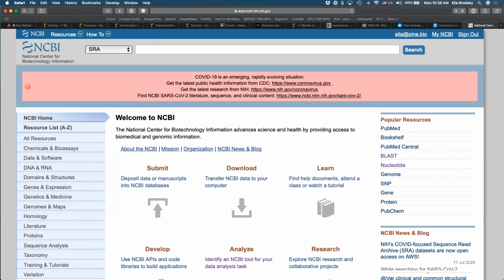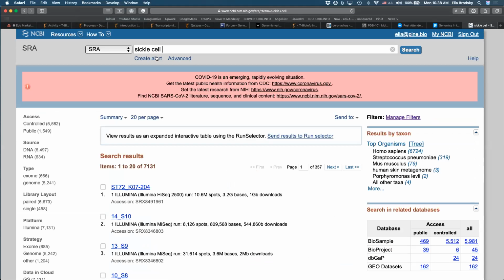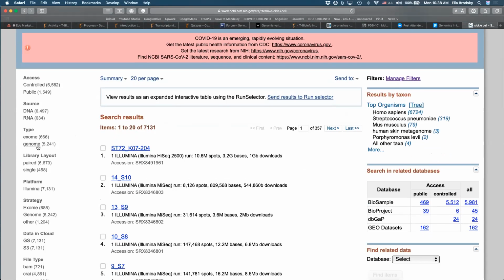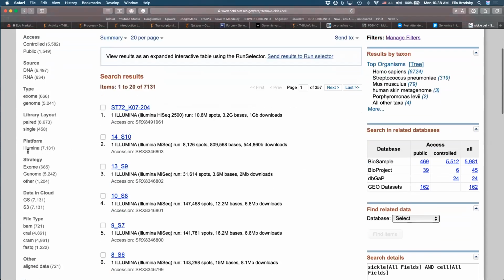SRA will provide us with a variety of different types of sequencing data. SRA stands for Sequence Read Archive, and this is high throughput sequencing. You can see that all of them are Illumina platform. So if we look here, we have a number of different types of data. Data that is about DNA variation or RNA. Data that is controlled means that you have to request access, or public, you don't have to request access. You have here exome or genome sequencing, paired or single end, etc.